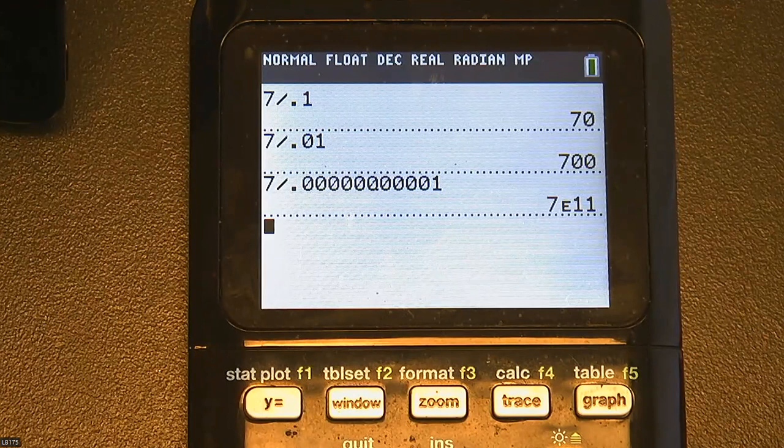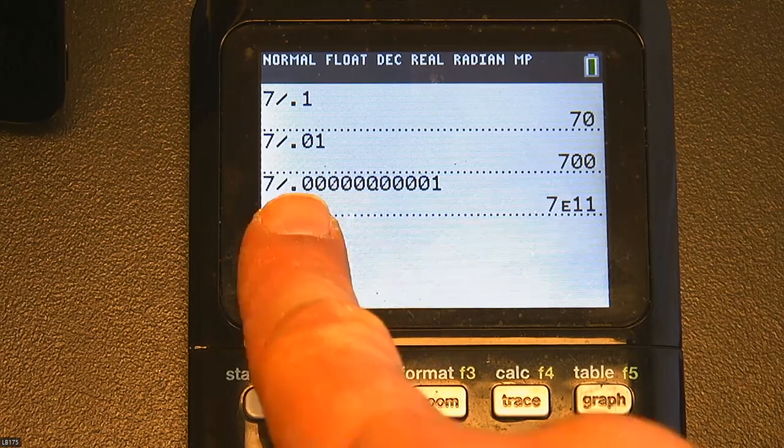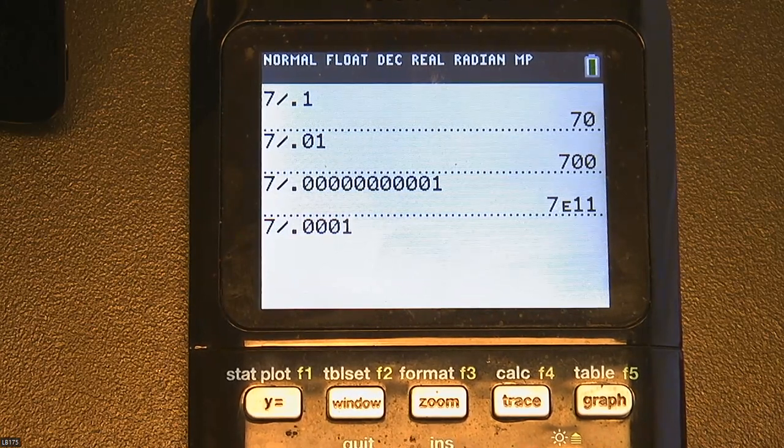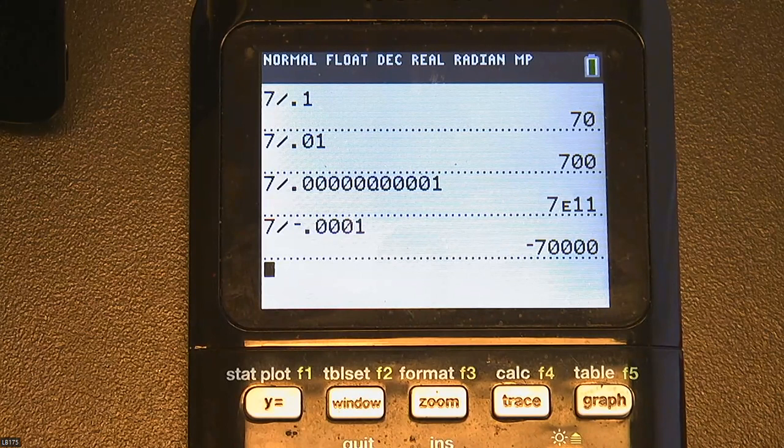So what's happening? As your denominator gets really, really, really small, the fraction goes off to infinity. And by really, really small, I mean in absolute value. If this were a negative number in my denominator, in this case, it's going to negative infinity, right?